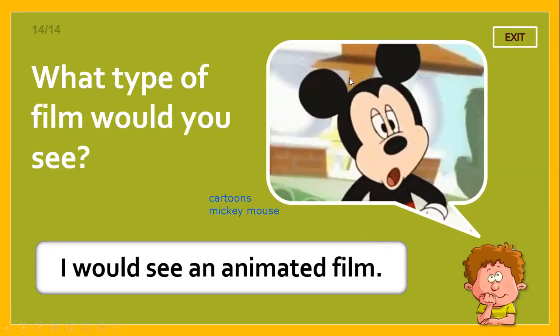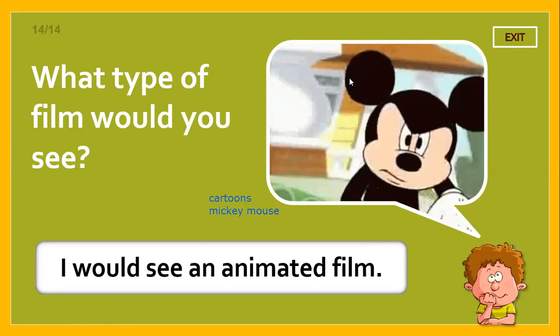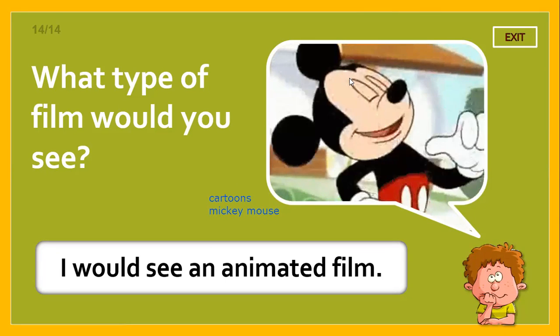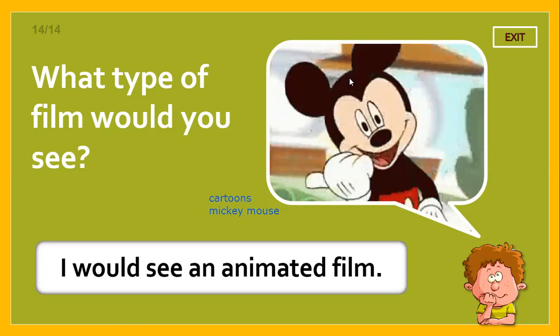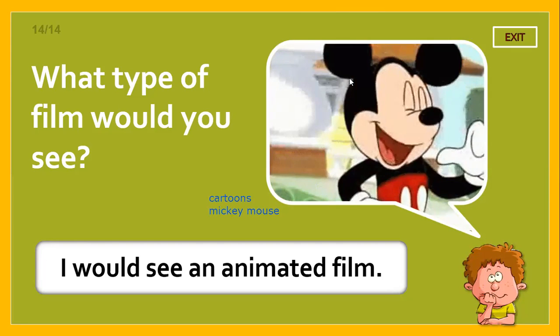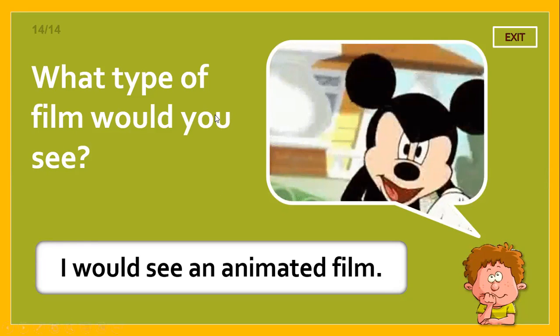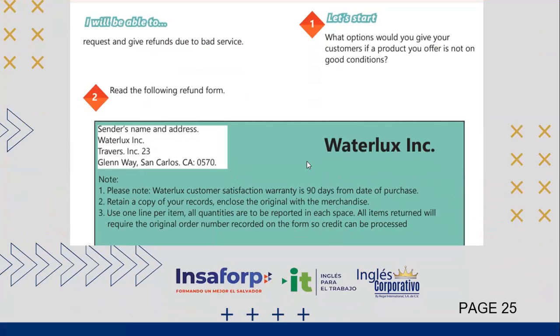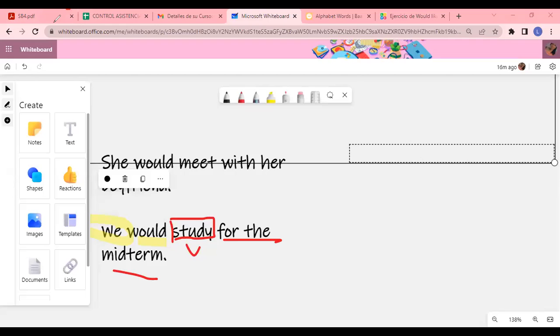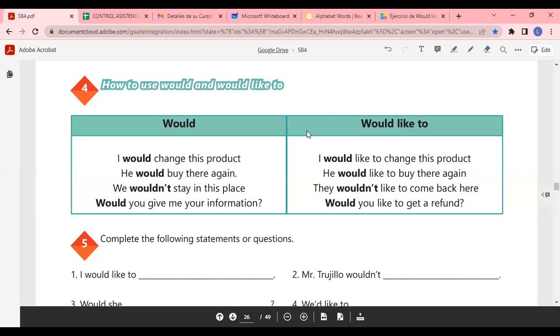Como pudieron notar, durante toda la práctica que acabamos de hacer, utilizaban el would like y el would, right? Cuando nuestras preguntas sean con el would like, we have to answer with would like. If it is with would, we have to answer with would, okay? Let's go and continue. Now to the manual. In the manual, here we have these more examples using would and would like.